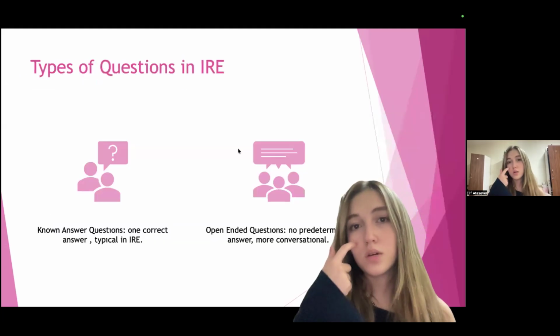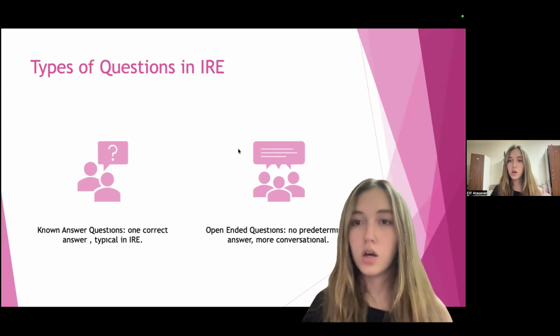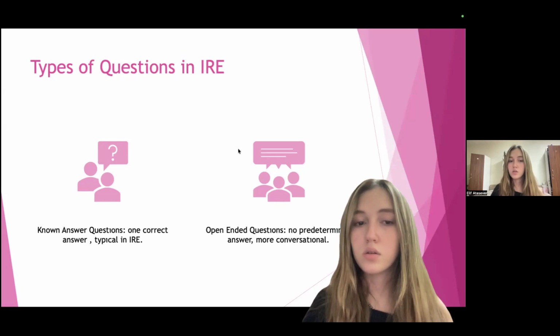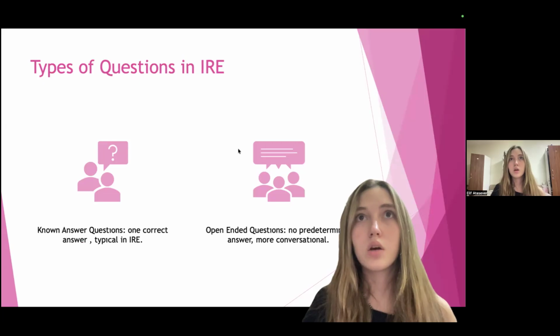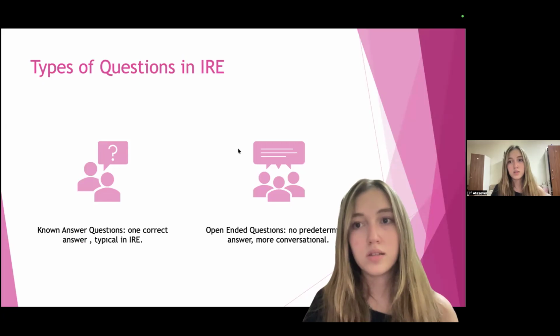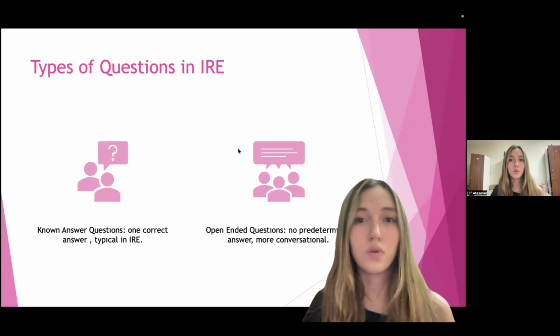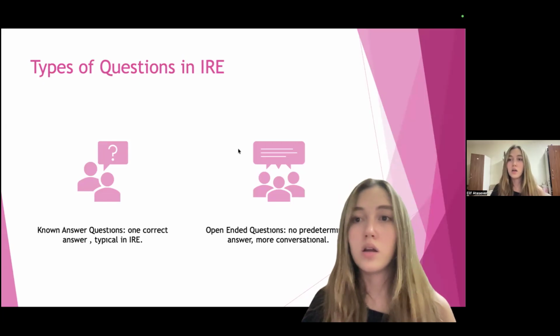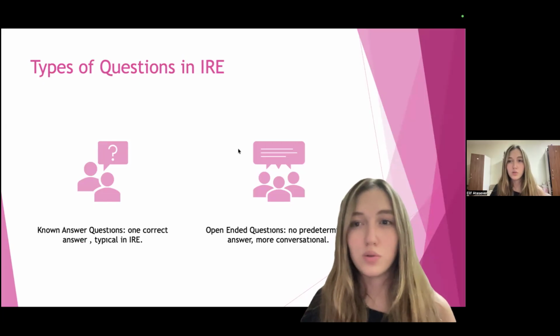And also we have the types of questions in IRE. So the first is known answer questions, where there is one correct answer, and this is very typical in IRE. For example, asking what is the capital of the United States? We already know that the capital of the United States is Washington, D.C. And if we say New York, this will be a wrong answer. And a teacher would not say, okay, you tried it, but this is the correct one. It's not something we can choose. This is literally the capital of the country.